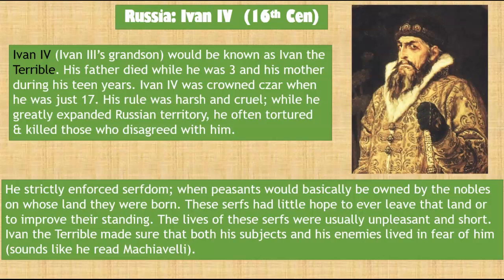He strictly enforced serfdom, which is when peasants would basically be owned by the nobles on whose land they were born. So if they were born on a certain noble's land, they basically belonged to that noble. These serfs had little hope to ever leave that land or to improve their standing. The lives of these serfs were usually unpleasant and short. Ivan the Terrible made sure that both his subjects and his enemies lived in fear of him. And it sounds like he read Machiavelli, if you remember from a few units ago.